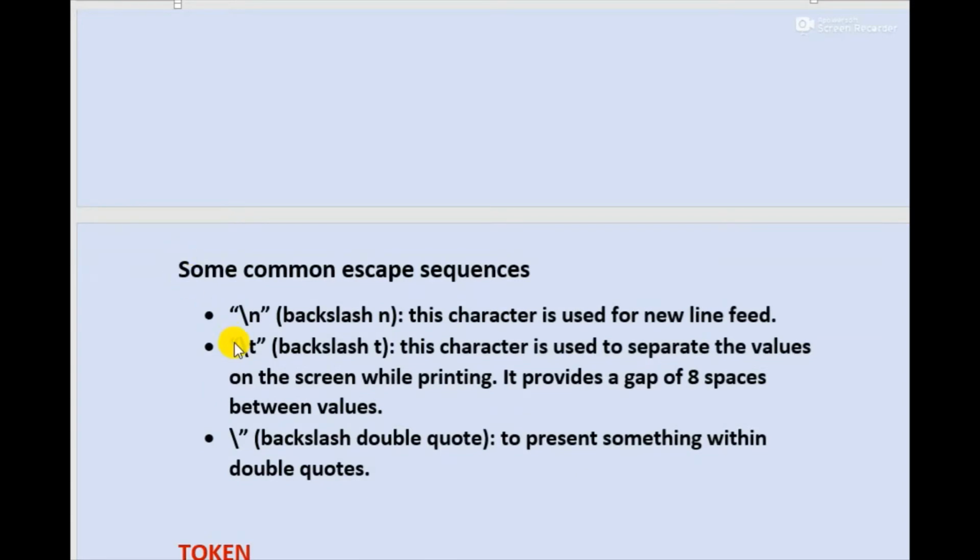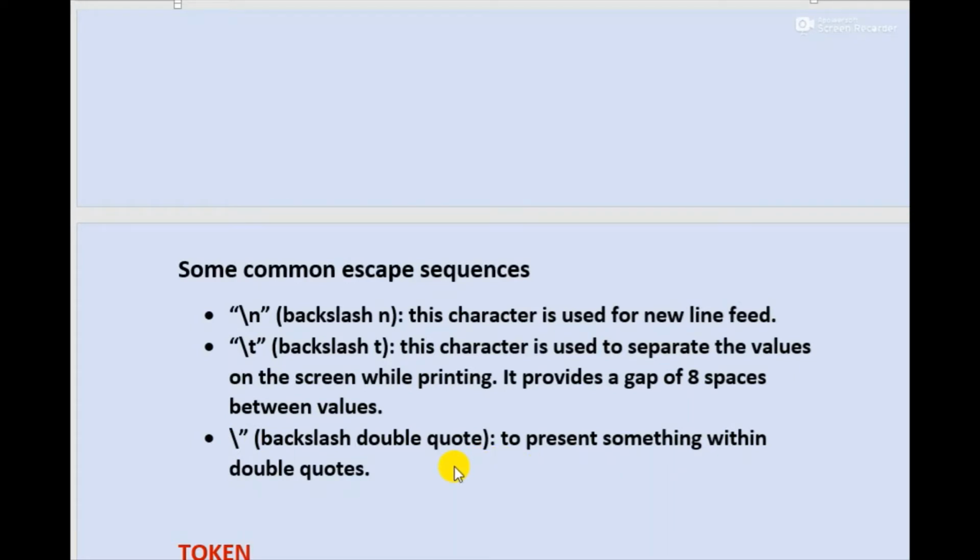The first one is \n. This escape sequence is used for a new line feed. The next one is \t. This character is used to separate the values on the screen while printing. It provides a gap of 8 spaces between values. And the last one is \", the double quote, which is used to present something within double quotes.